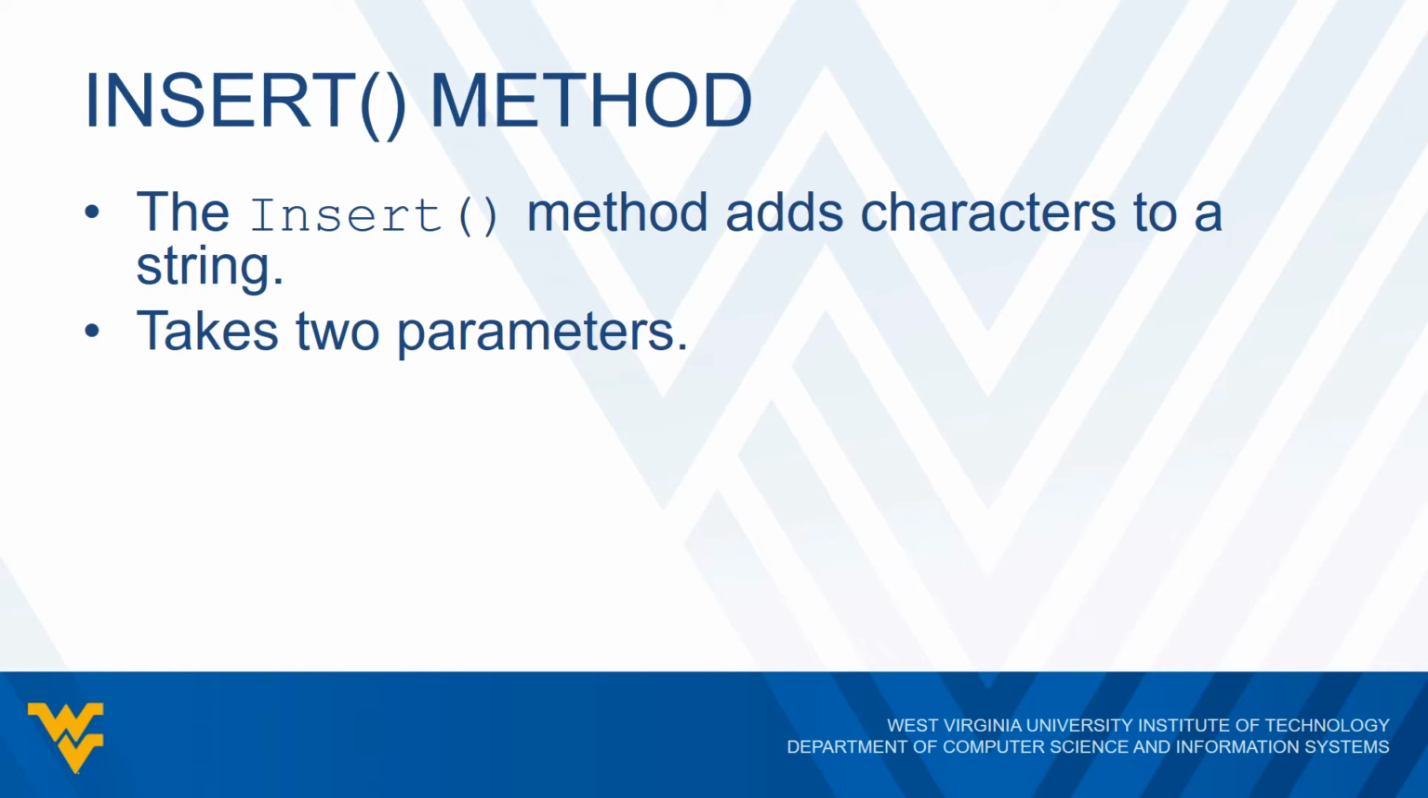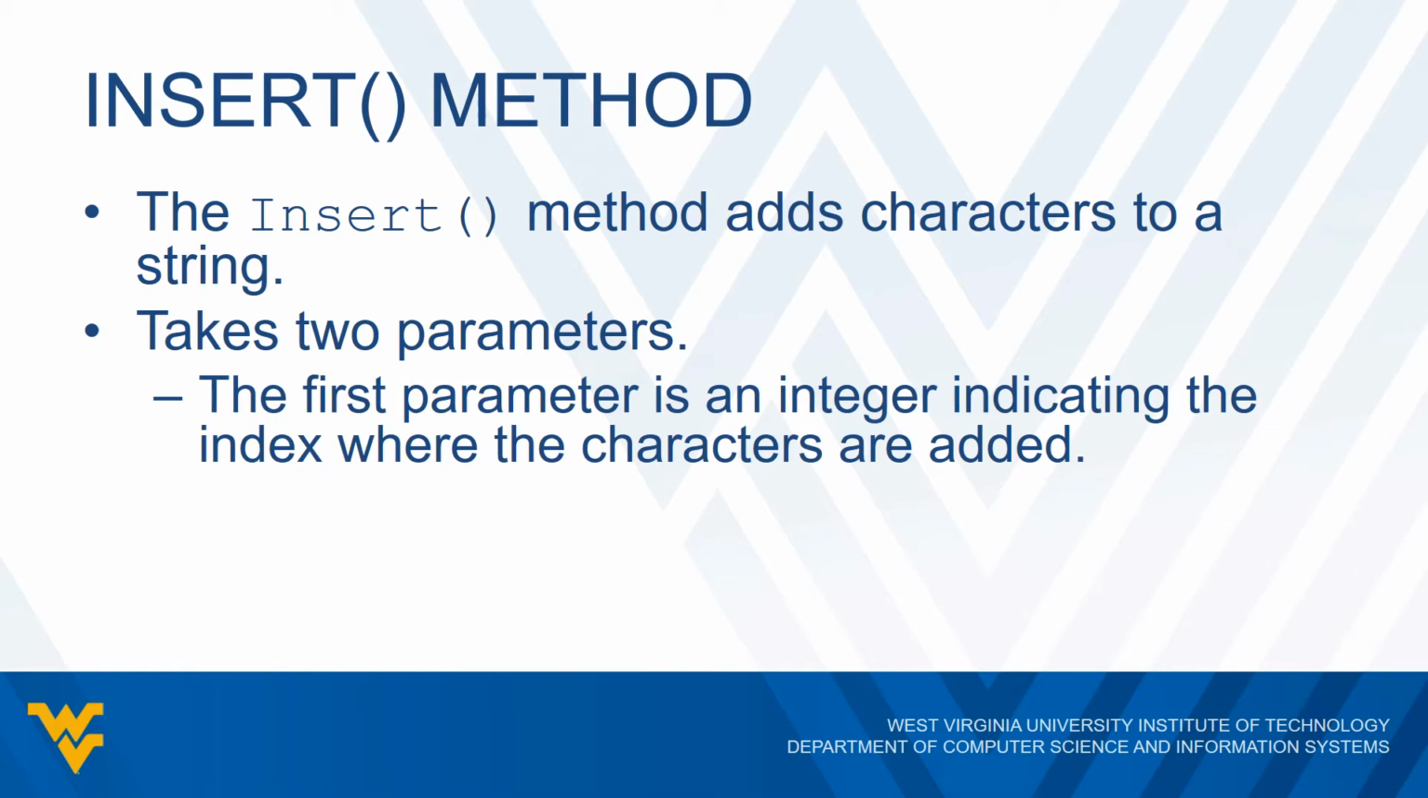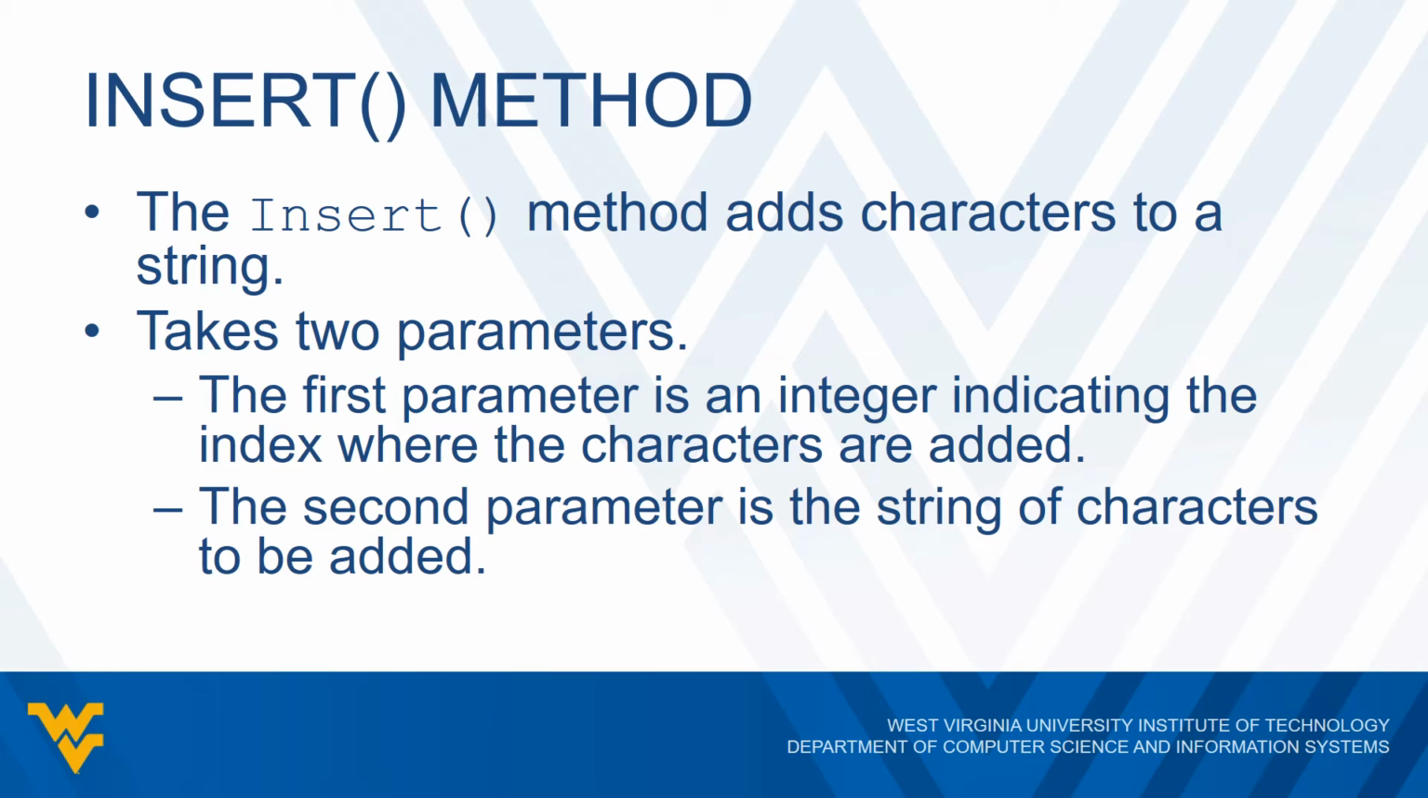Just like the remove method, this does take two parameters. The first parameter is going to be an integer that indicates the index where we're going to add our characters. So think of it as saying we have some set of characters we're going to add. This is where we're going to insert them. And the second parameter is going to be the actual string of characters that we're going to add. So what's going to happen here is we'll say insert this set of characters in this spot in our string. And what that's going to do is the characters that come afterwards are going to get shoved down to make room for this string of characters.